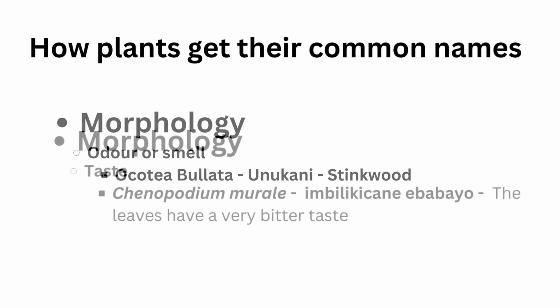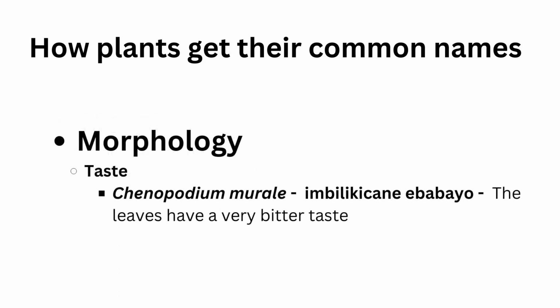The Zulu name imbilikicane ebabayo is given to the plant scientifically known as Chenopodium morale. The leaves of this plant are eaten as a leafy green, and the leaves have a very bitter taste, hence the name ebabayo.